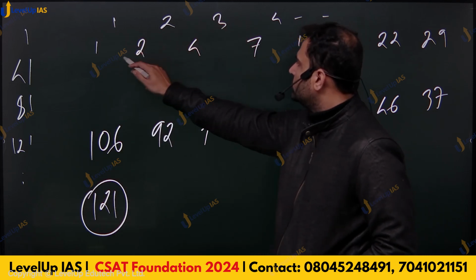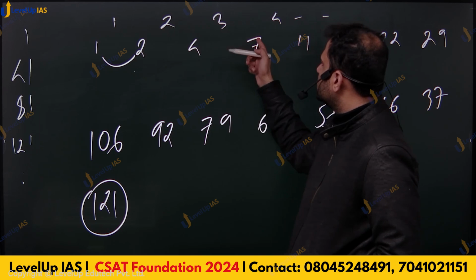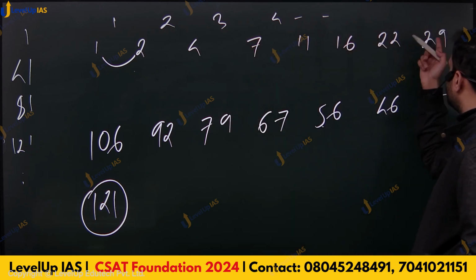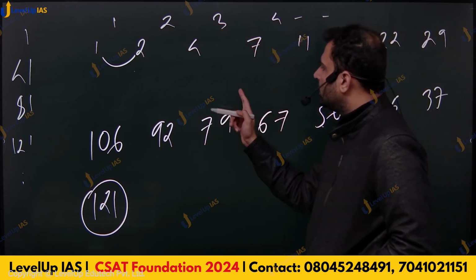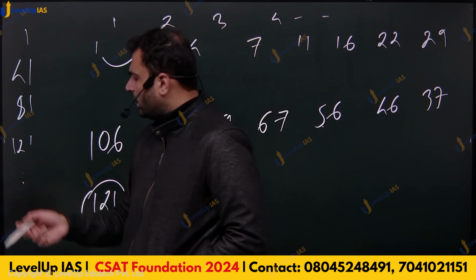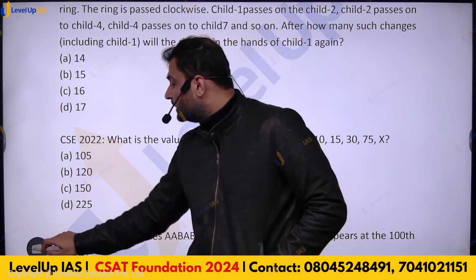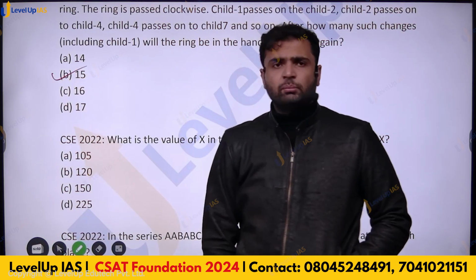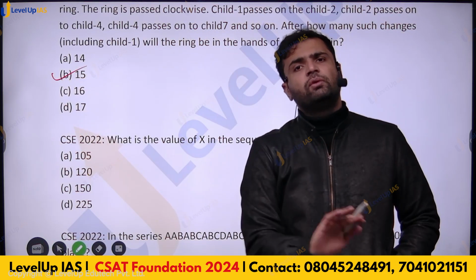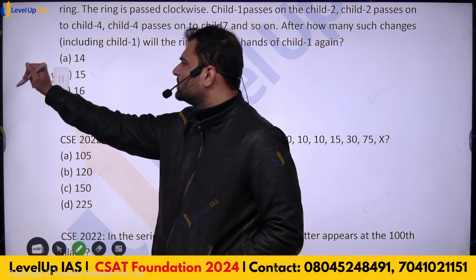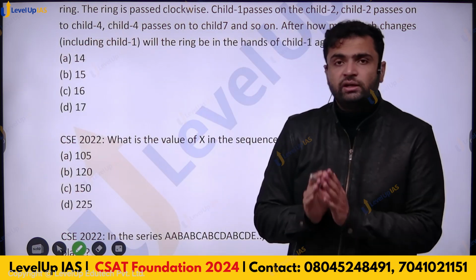First change, second change, third, fourth, fifth, sixth, seventh, 8th, 9th, 10th, 11th, 12th, 13th, 14th and 15th. So after 15 changes, the ball, or the ring, comes back to child number 1. The best way in this kind of question is to do it very manually without thinking much. It won't take much of your time and you will definitely get the correct answer.